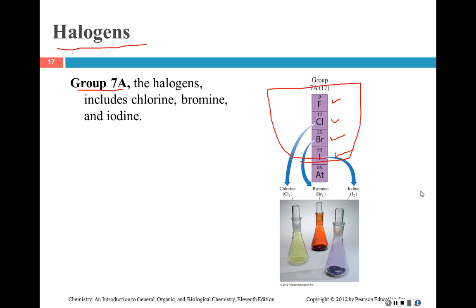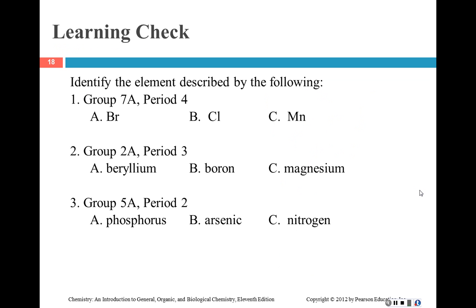So let's see if we can identify the elements by describing where they are. If you go to group 7A, that's the column, period 4, which one do you see? Group 2A, period 3, and group 5A, period 2. Go ahead and see which one you think it is, and then let's check it.